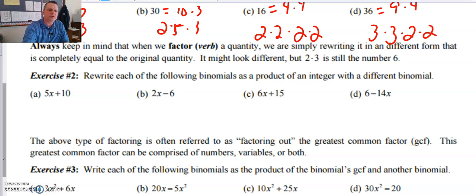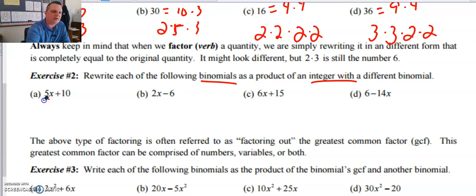So when we get to exercise 2, now we're starting with the binomials. We want to rewrite each of these following binomials as a product of an integer with a different binomial. Sometimes they use math terms, and you just have to make sure you're familiar with them. Now this is all based on that factor flow chart in the front of the room. The first thing you always look for is a GCF.